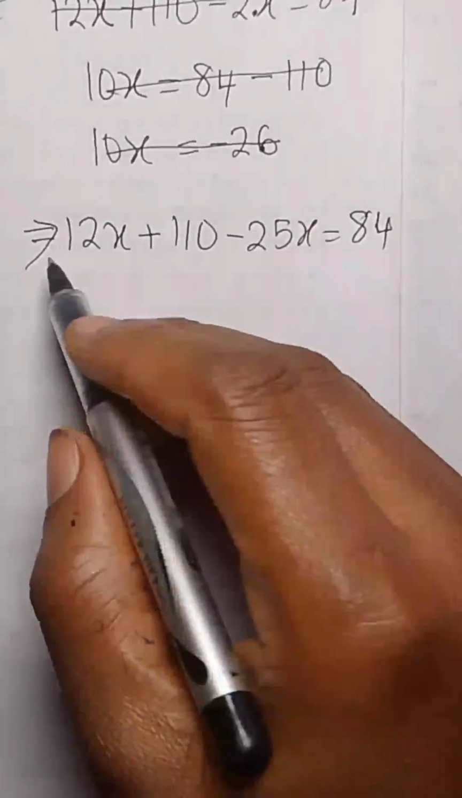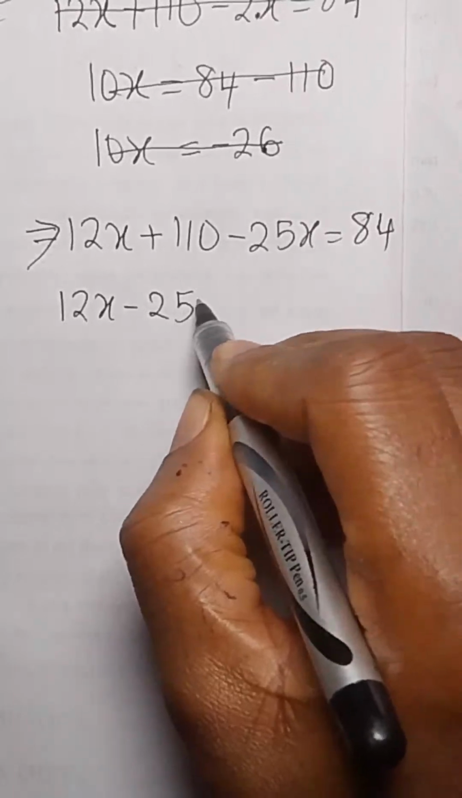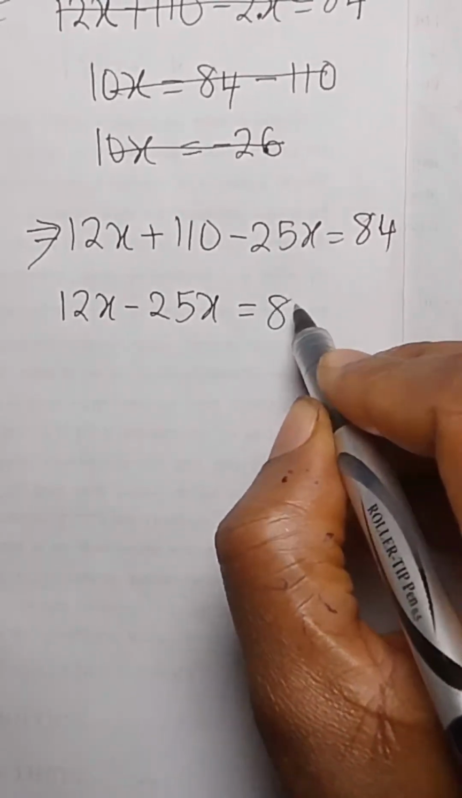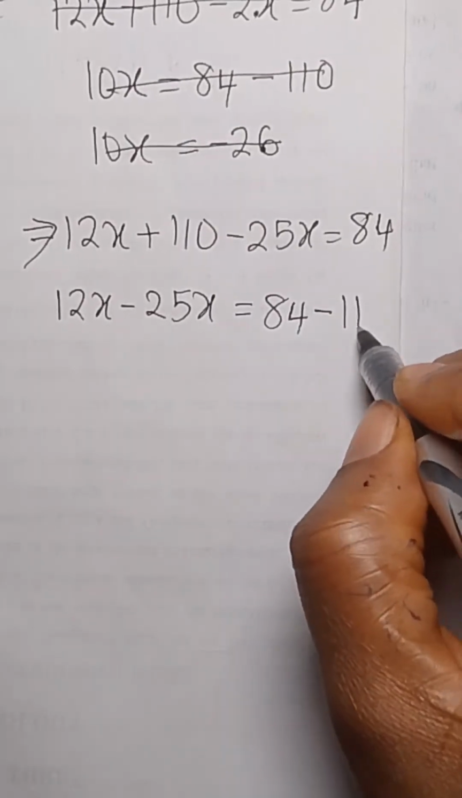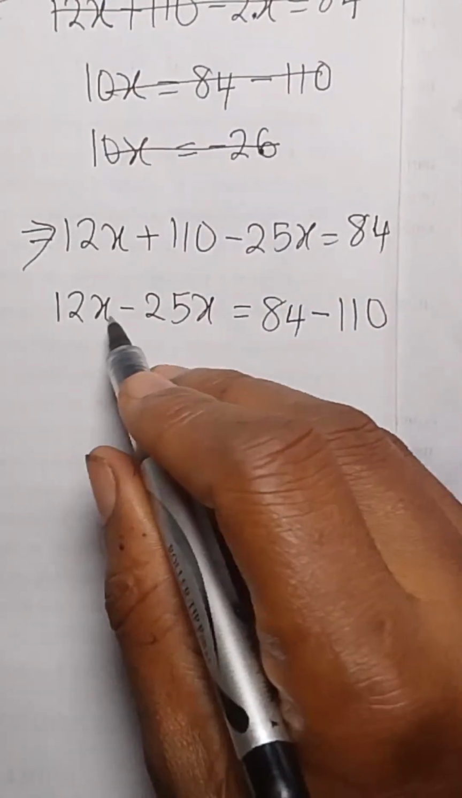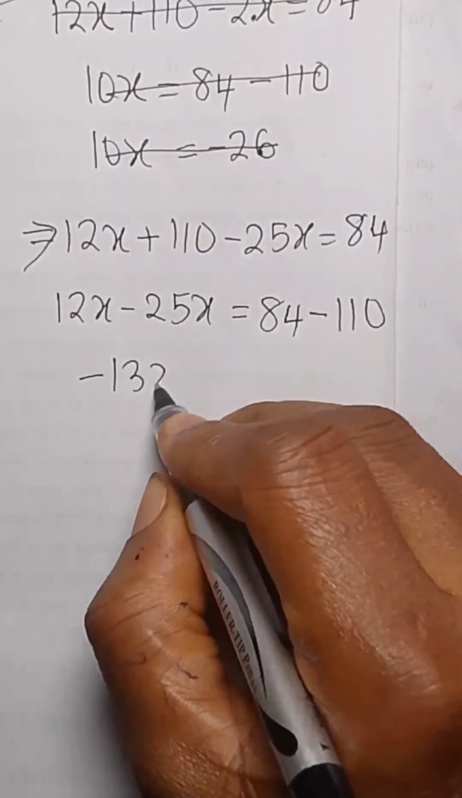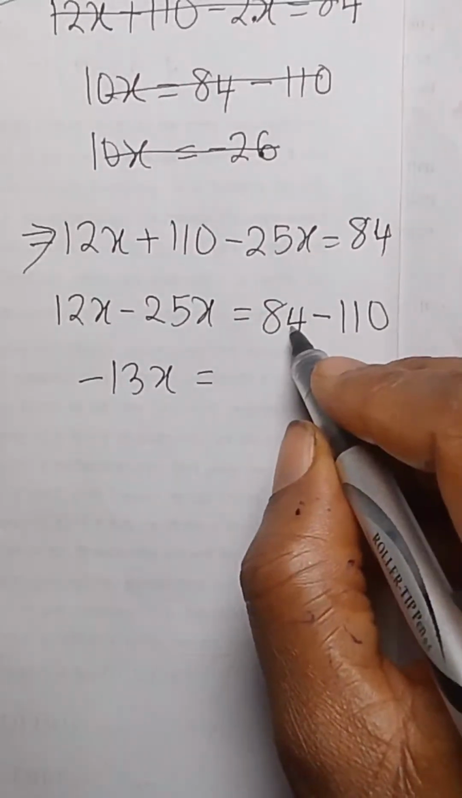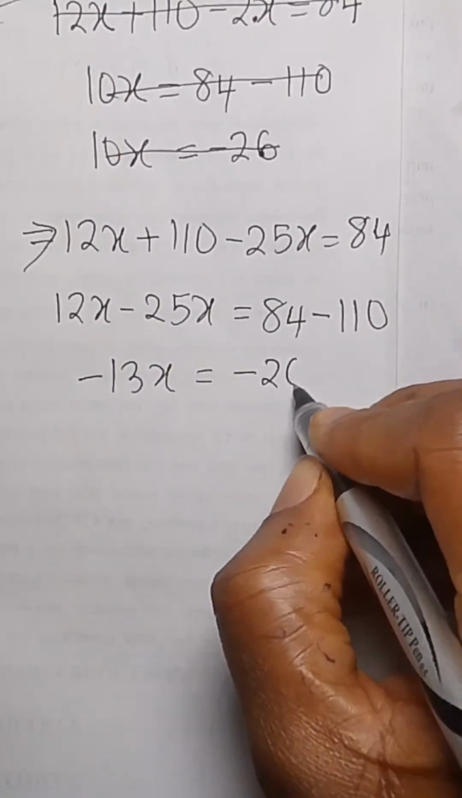So we collect like terms. We have 12x minus 25x is equal to 84. This is positive. When it crosses the equality sign, it becomes negative. So 12x minus 25x will give us minus 13x. 84 minus 110 give us minus 26.